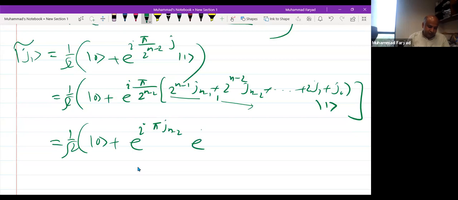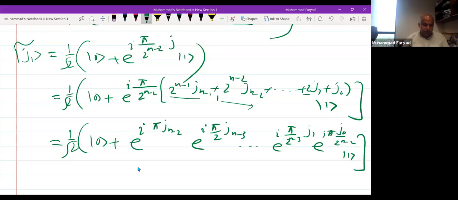jn minus 2. The next term is exponential iota pi by 2 jn minus 3, all the way to exponential iota pi by 2 divided by 2 power n minus 2, which is plus n minus 3 j1. So the last term is exponential iota pi j0 2 power n minus 2 into 1.